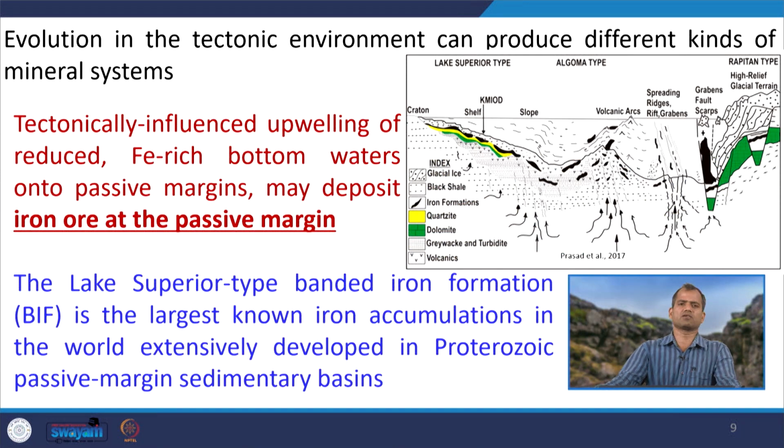And the evolution of the tectonic environment changes with time, and different kinds of mineral systems also evolve for that. So, tectonically influenced upwelling of reduced Fe-rich bottom water into the passive margin may deposit iron ore at this passive margin. It is very important here.